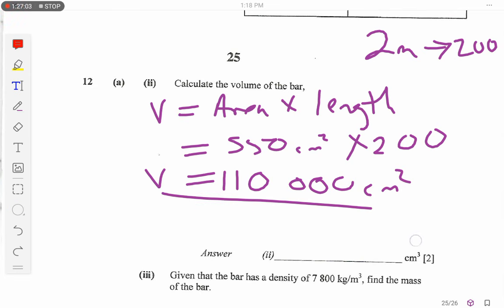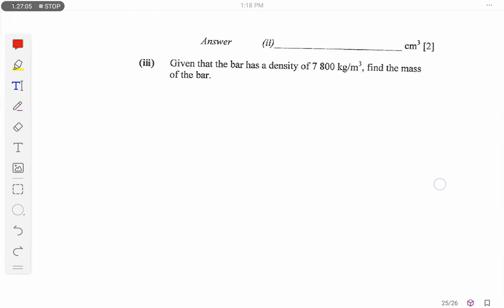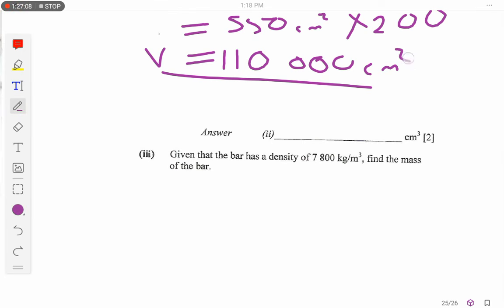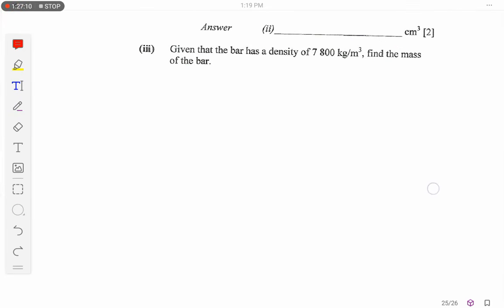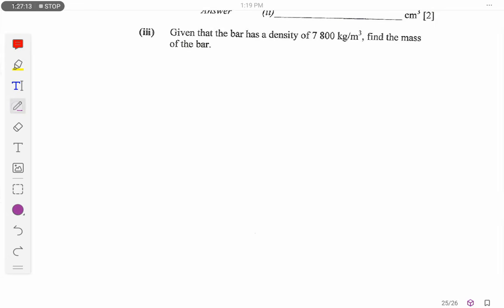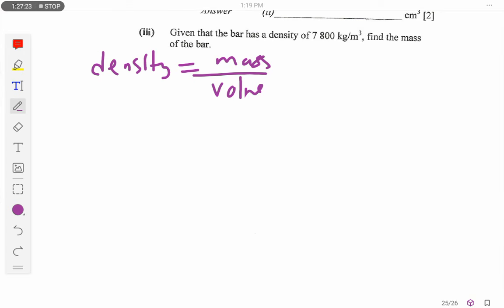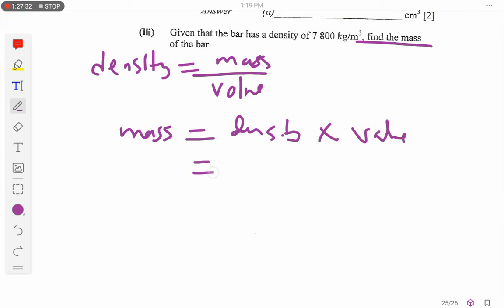Okay, let's move on. I said squared, this is cubed there. We are now given the density of the bar. When we say density, density is equal to mass over volume, and the mass is the one that we want to find. Mass is equal to density times volume. So our density is 7800 kgs per meter cubed times our volume.